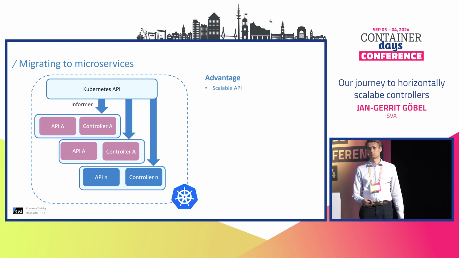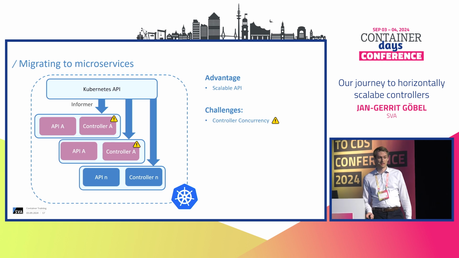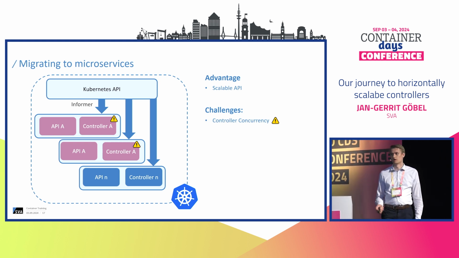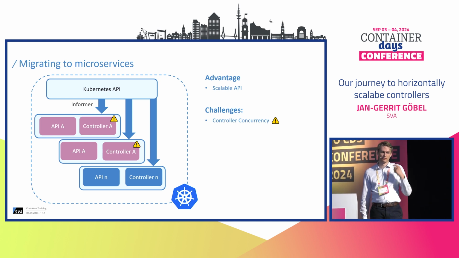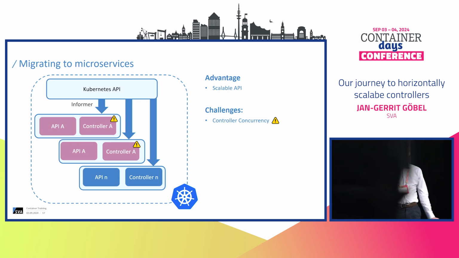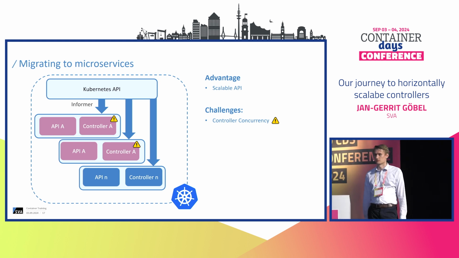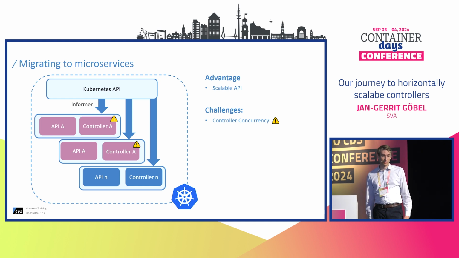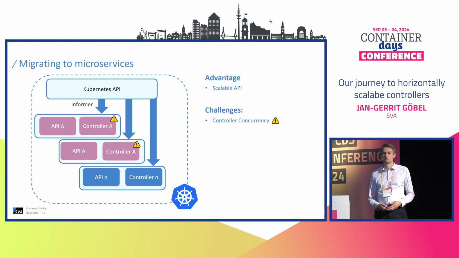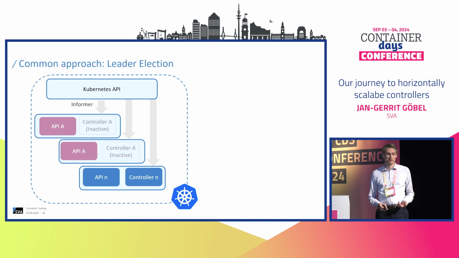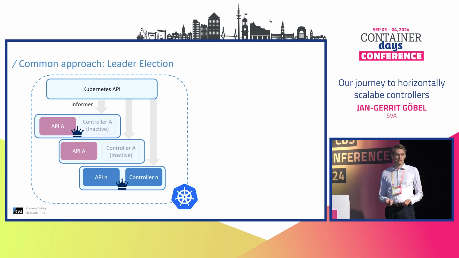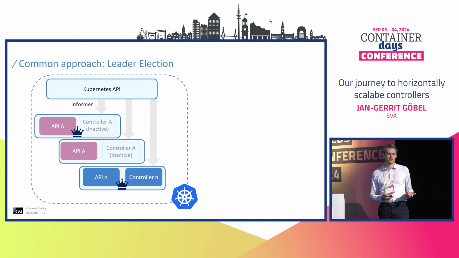The advantage is, of course, we have a scalable API, and the challenge here is we have controller concurrency if we don't do such things as leader election. We cannot start multiple controllers that oversee the same resource because then multiple controllers might interfere with each other, and two controllers might change the same resource. That is a problem.